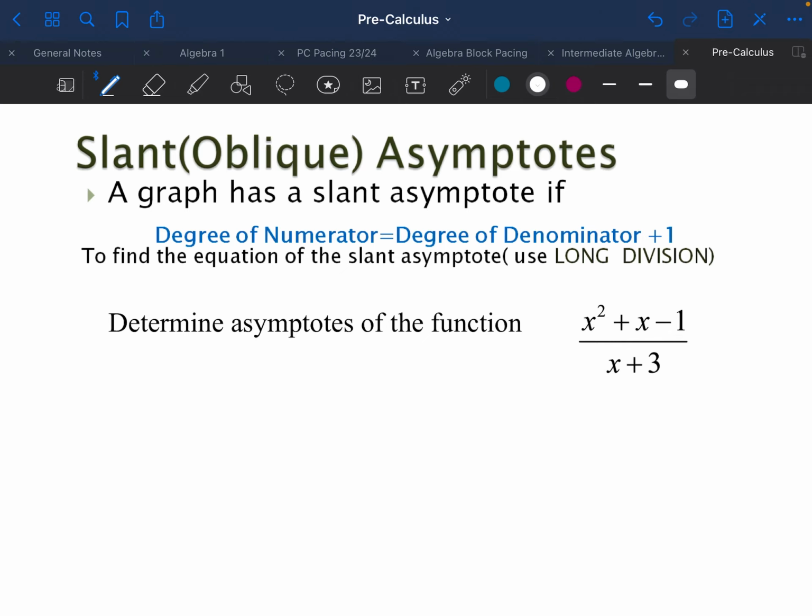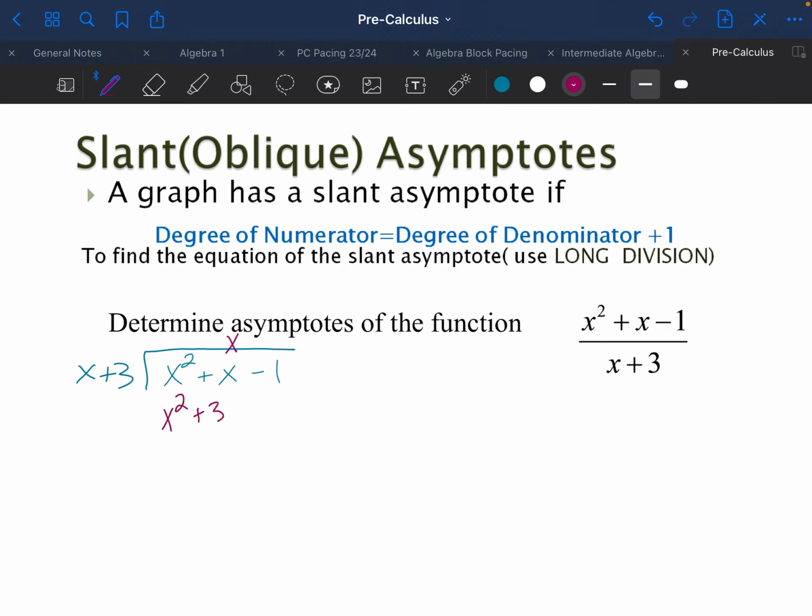So we're going to start with our numerator going inside. We've got x squared plus x minus 1 divided by x plus 3. So we'll go through and do our long division. Okay, what do we need to multiply x by in order to get x squared? Well, we multiply by x.